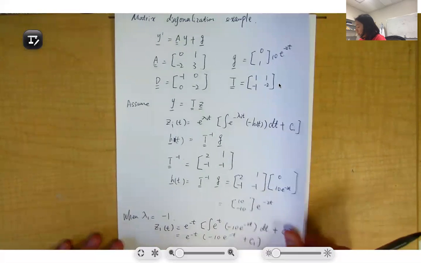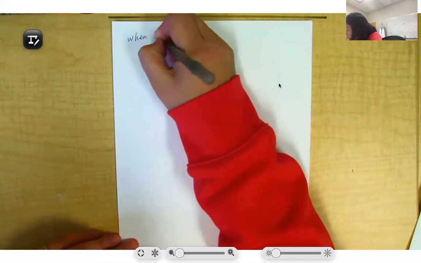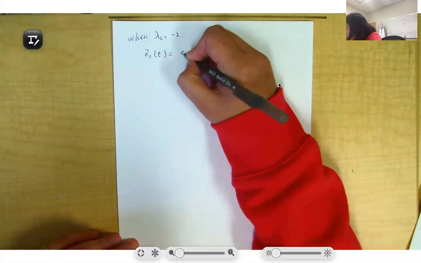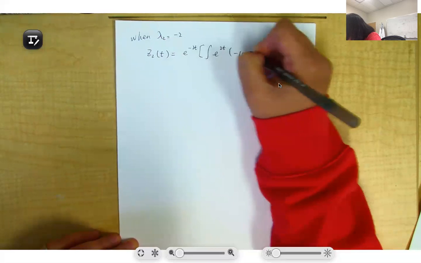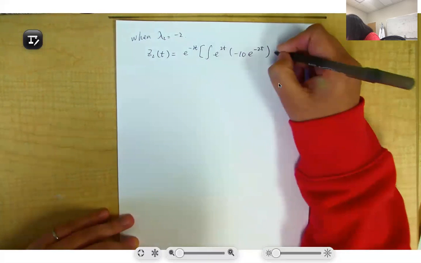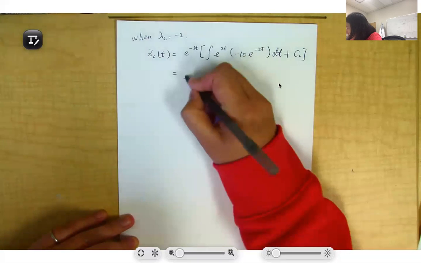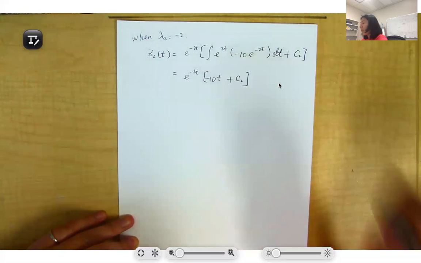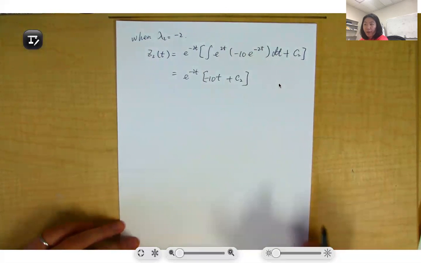Then what about lambda equals -2? When lambda 2 equals -2, z2(t) will be equal to e^(-2t) times the integral of e^(2t) times (-10e^(-2t)) dt plus c2. And that is e^(-2t) times (-10t plus c2). So you already got your z1 and z2, so you know what your z is.